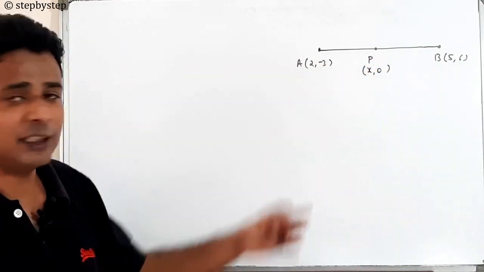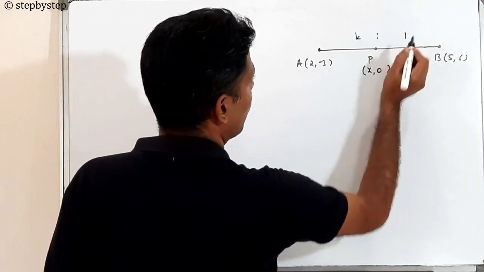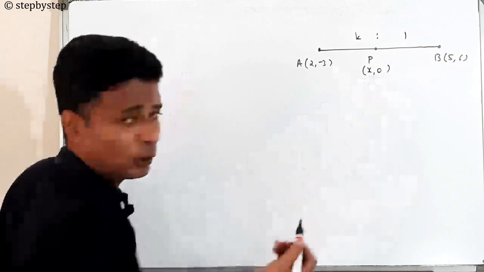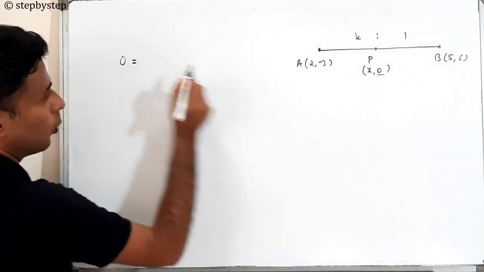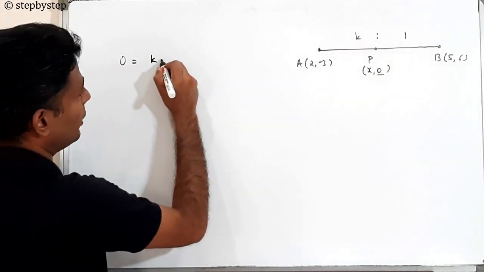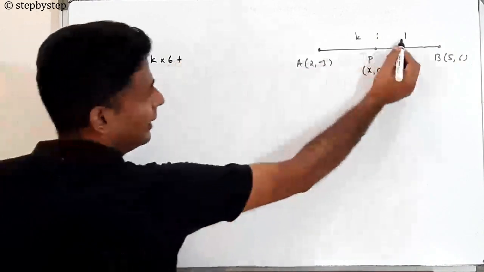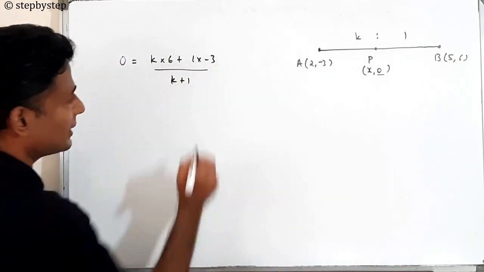Now to find in which ratio it divides, what do we have to do? Let the ratio be k is to 1. Now can we use the x coordinate? No, because x is unknown. So we have to use the y coordinate, that is 0. The y coordinate is equal to m into y2, k into 6, plus n into y1, that is 1 into minus 3, by m plus n.